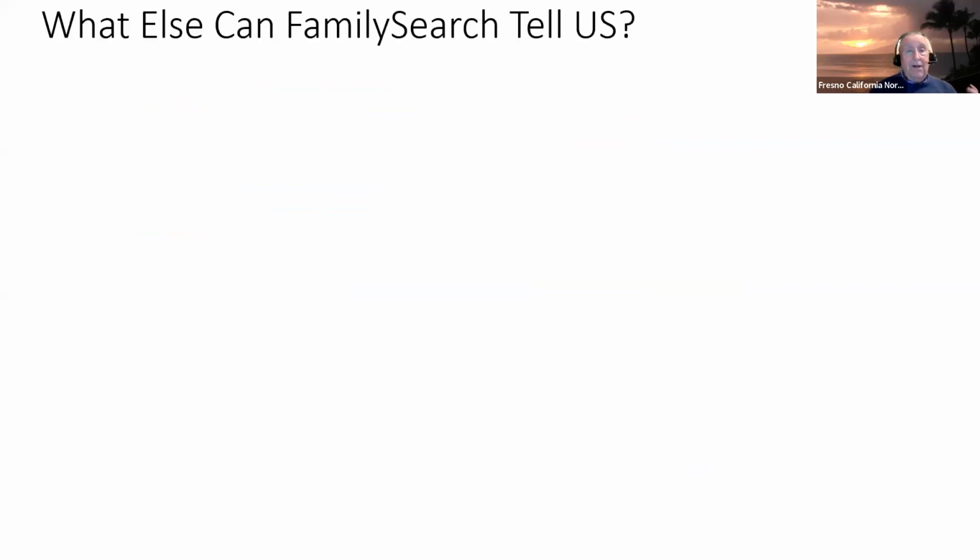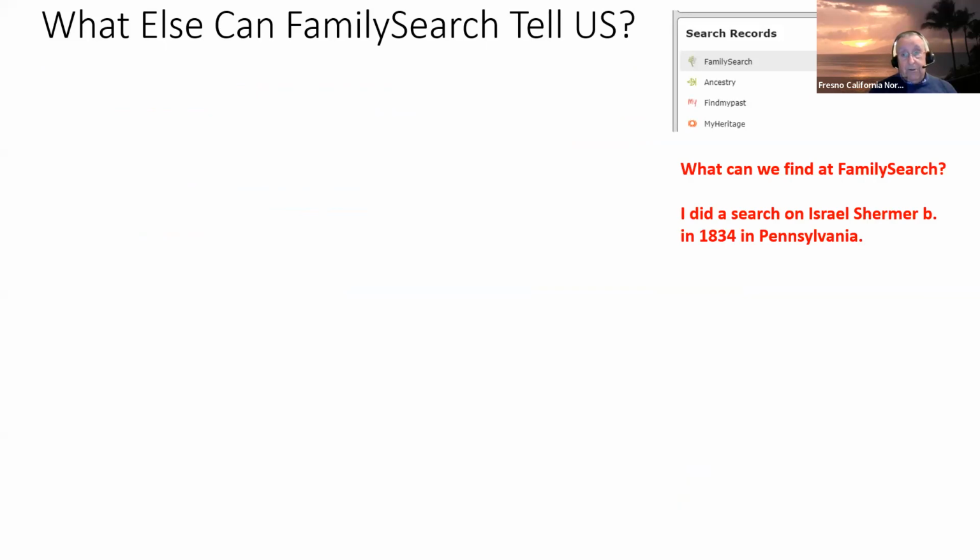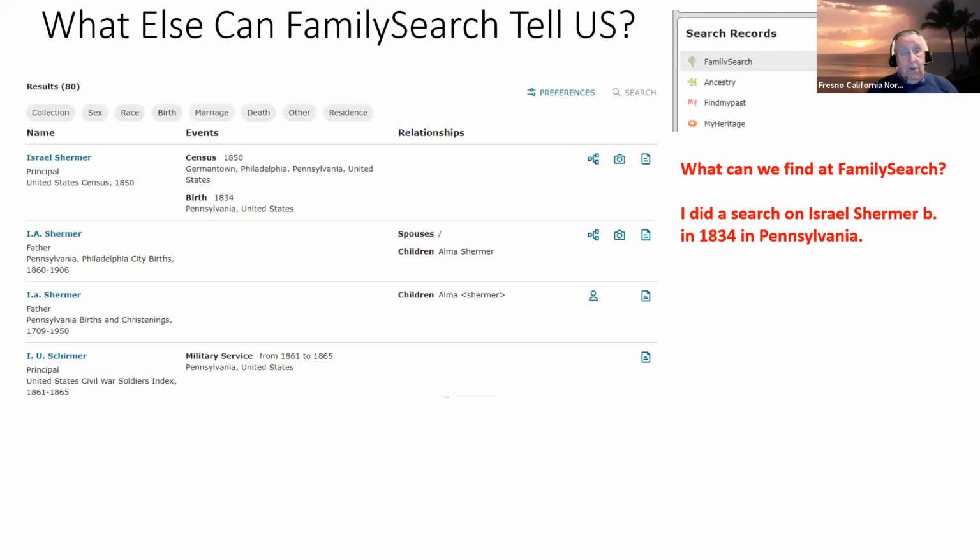Okay, so what else can I find on FamilySearch? What else can it tell me? So I'm going to go over to FamilySearch and go into their records. And I did a search that just said Israel Shermer, 1834 for birth in Pennsylvania, because that's all I know about him. And when I pull up the results, first place, there's only 80 results.